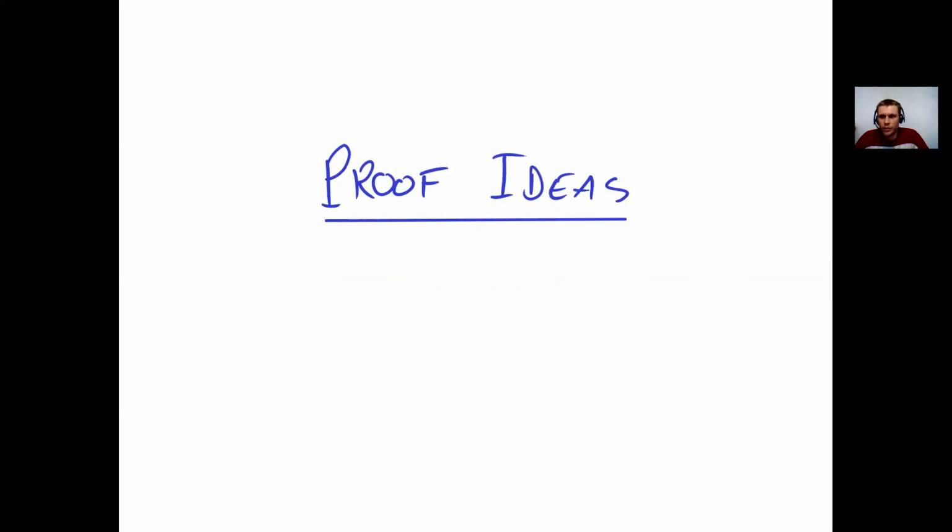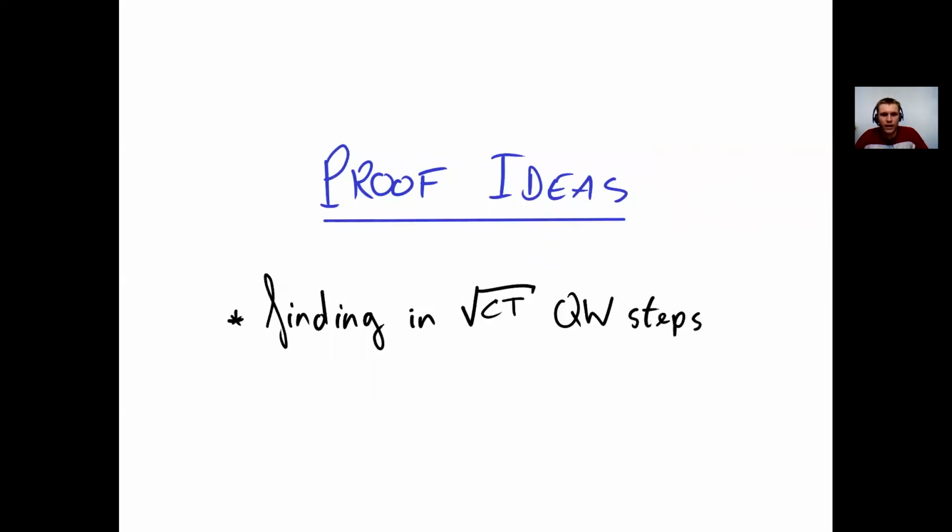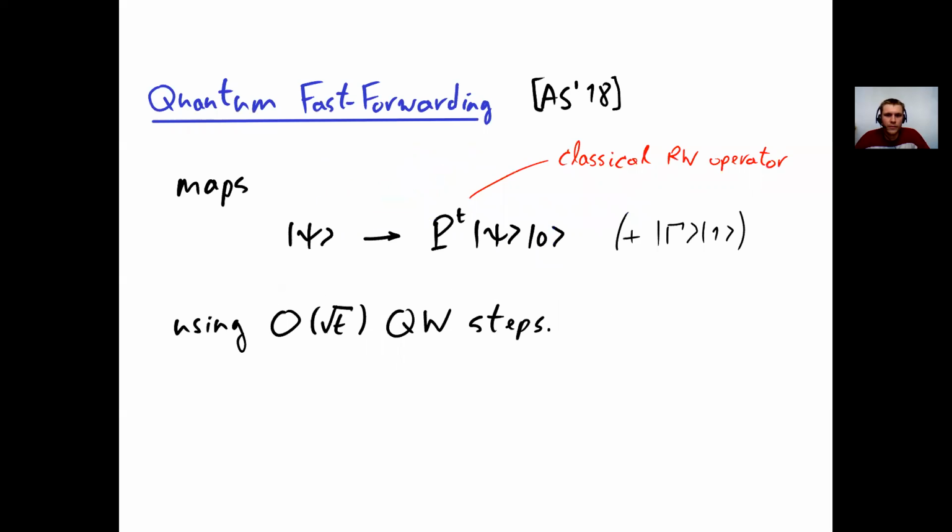Now I'll sketch a bit the proof ideas that we used. And specifically, I'll do that for our algorithm that finds a marked element in square root of the generalized commute time. So what's the idea of the proof here? We build on a technique by myself and Sarlette from 18, where we show how to map a general initial quantum state psi to the state P to the t psi, where P is the classical random walk transition matrix, plus some perpendicular state. So in some sense, we are implementing the t-step random walk as a quantum state. And we can do so in O square root t quantum walk steps.